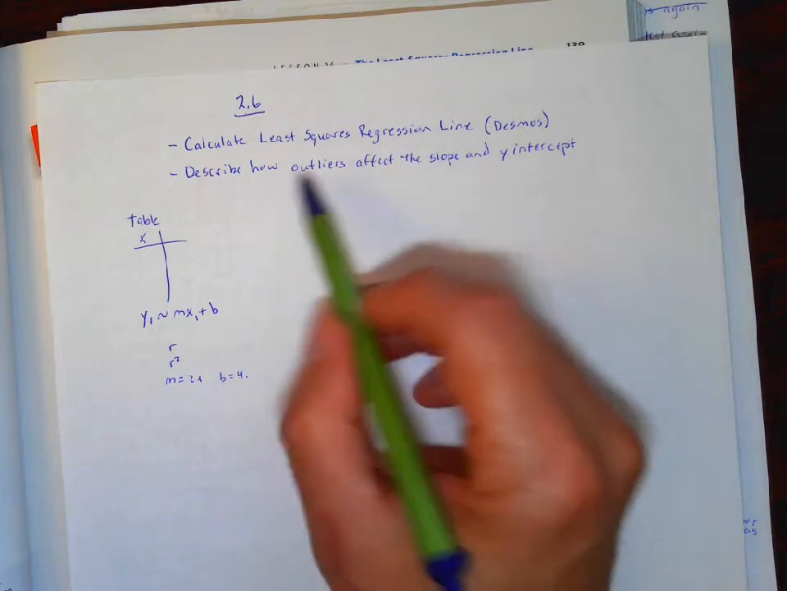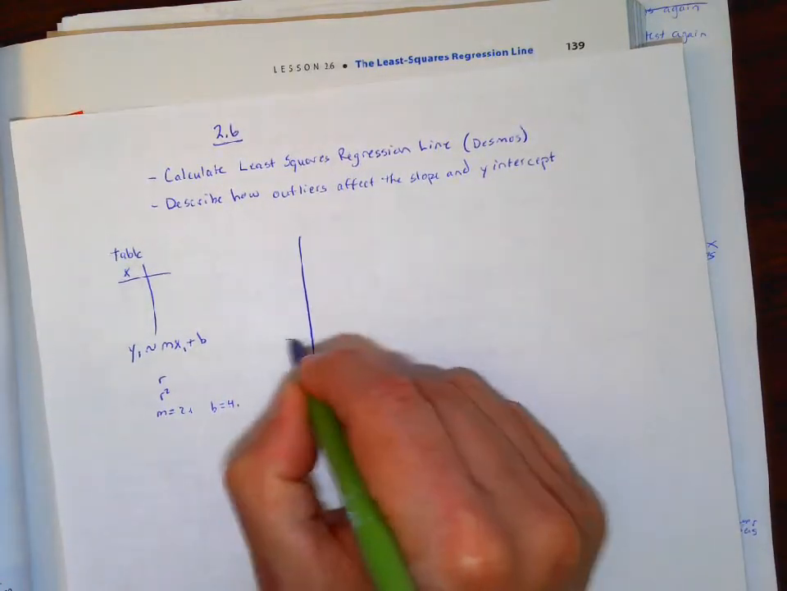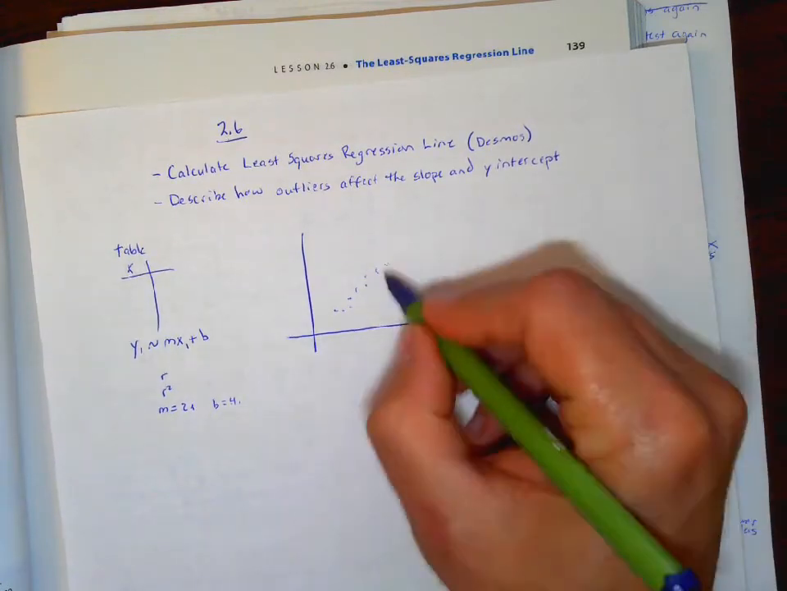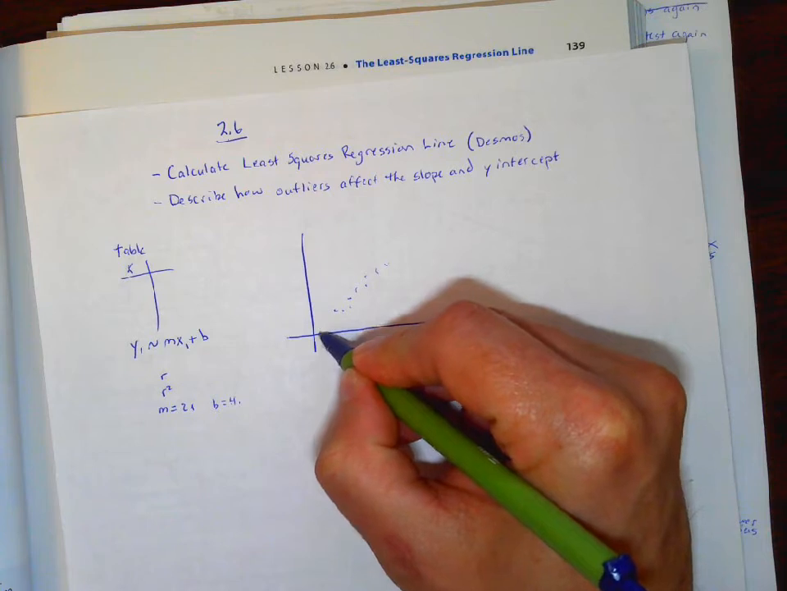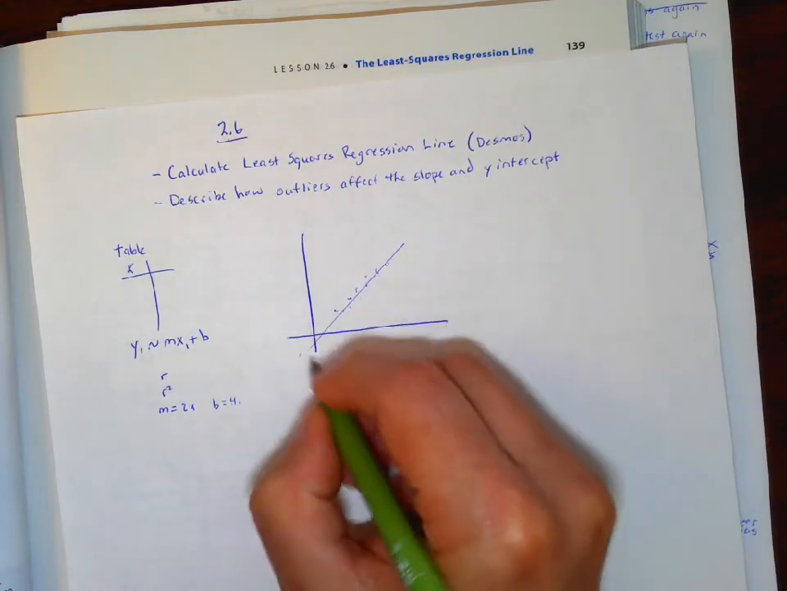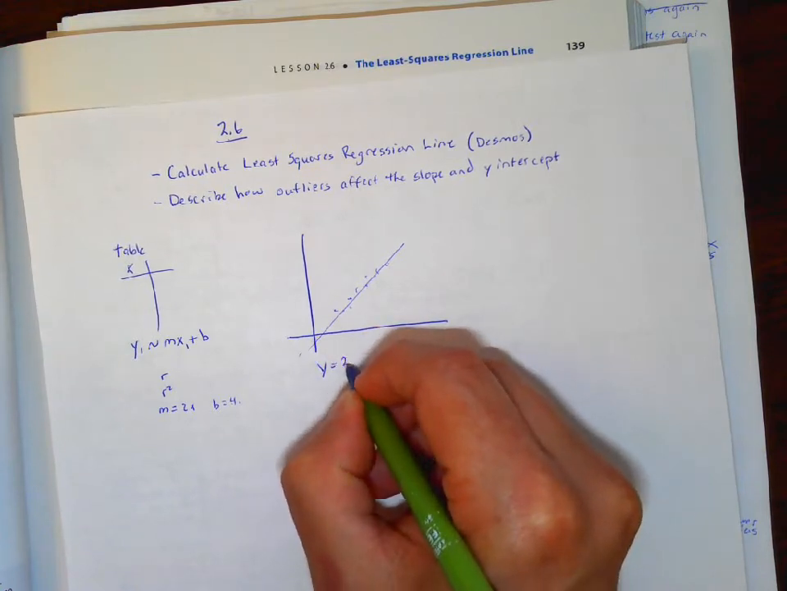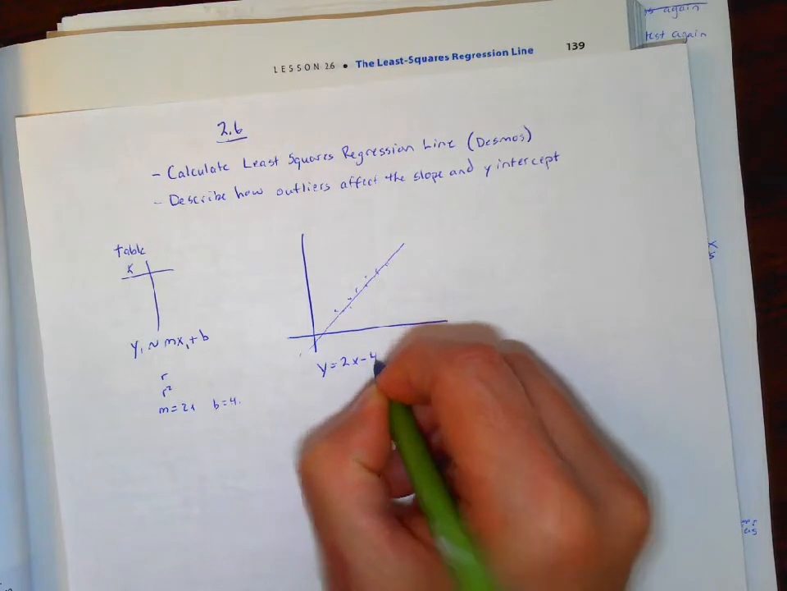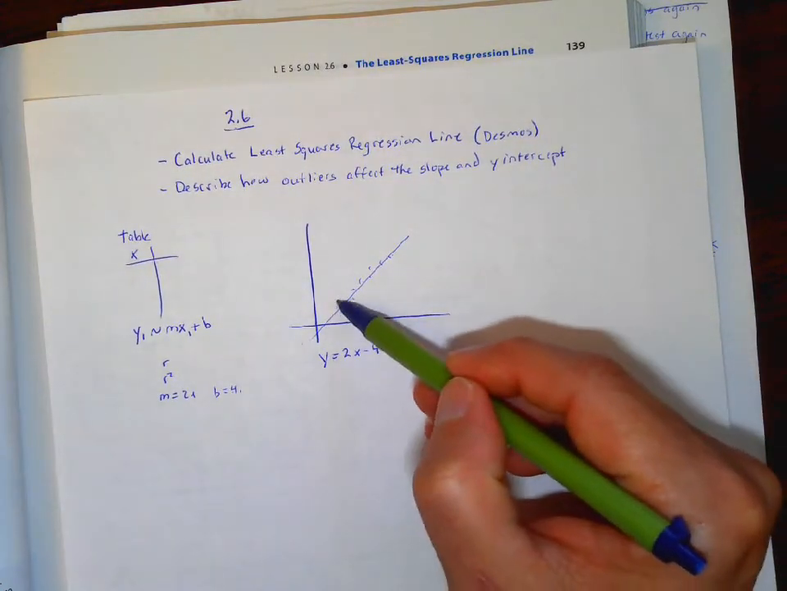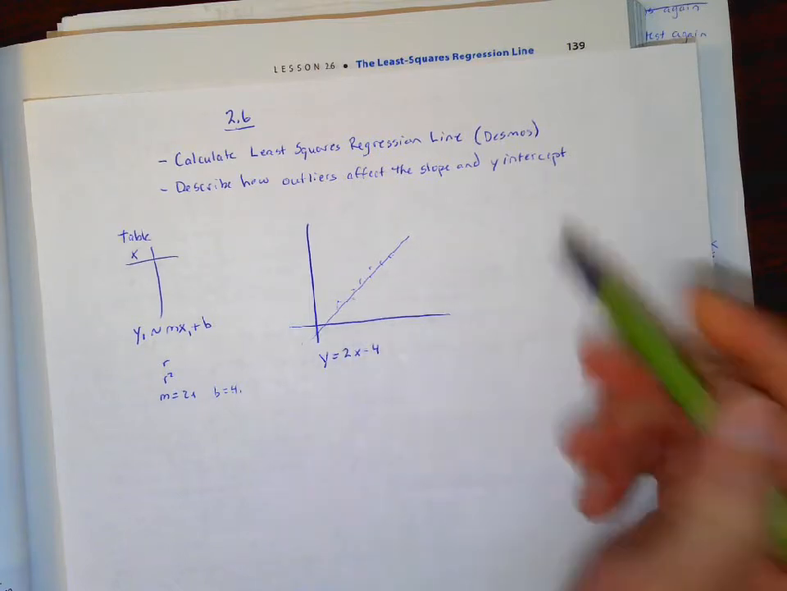The big thing here is what do the outliers do? Okay, so let's say we have a graph like this. Our least squared regression line, let's say, is right through there. And let's say the equation of that line is y is equal to 2x minus 4. I'm just making something up there. So let's say it goes up 2 over 1, up 2 over 1, up 2 over 1, and the y-intercept here is at negative 4.